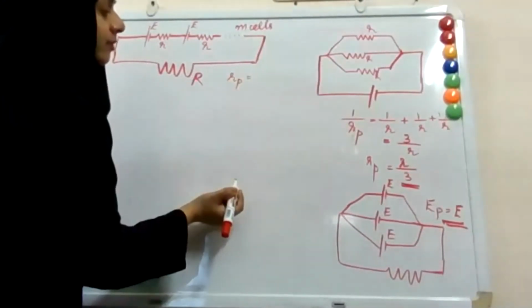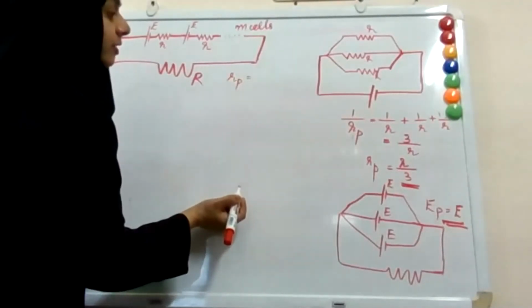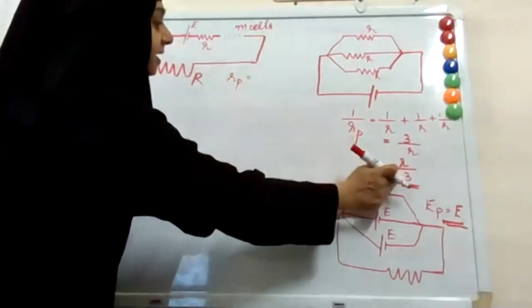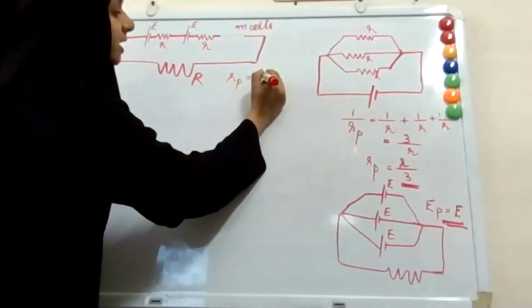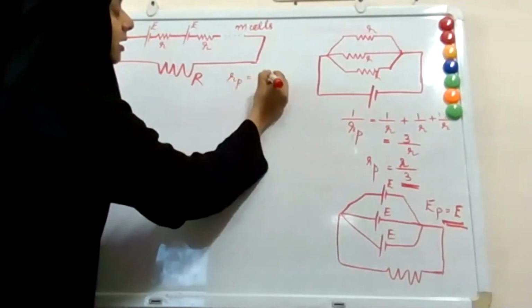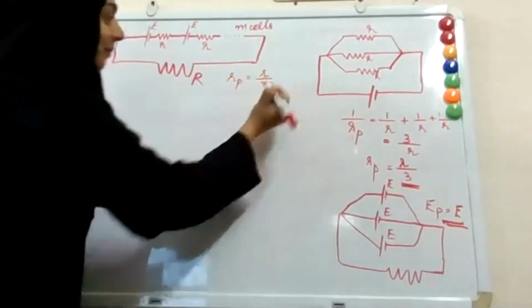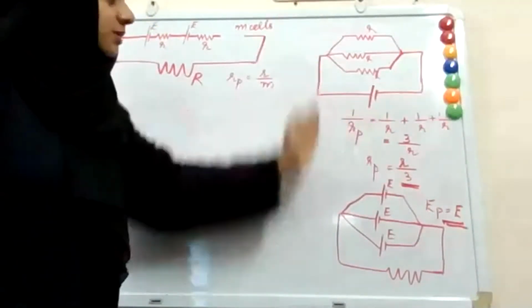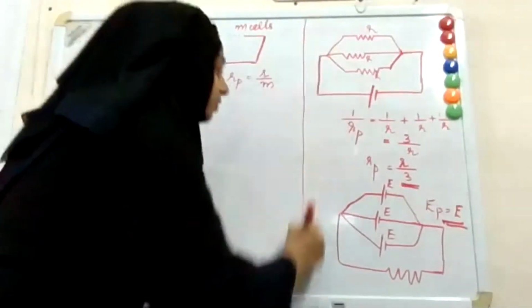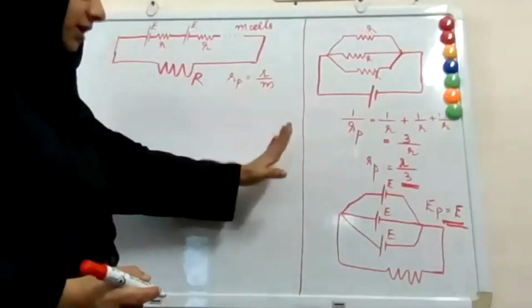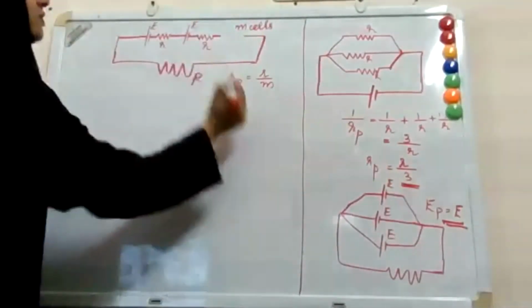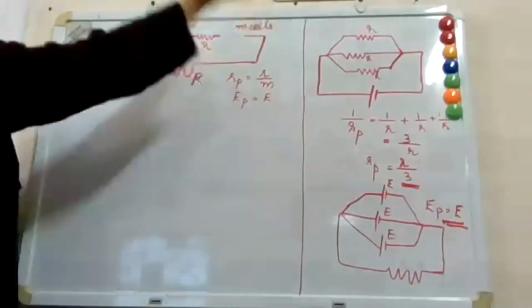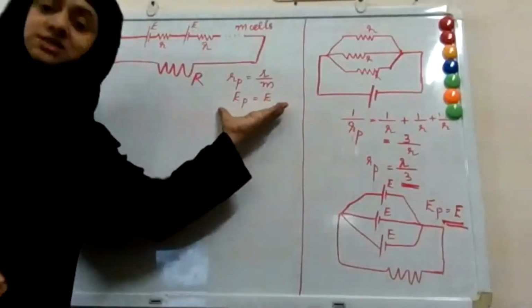It's going to M cells. For 3 cells, RP is R by 3. So for M cells, RP will be R by M. I just took this example so that you can tell me this. RP will be R by M. And EP will be E, because the number of cells in parallel does not change the emf.